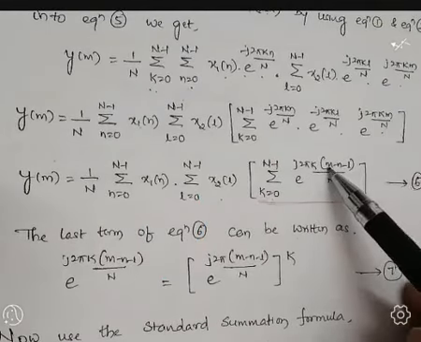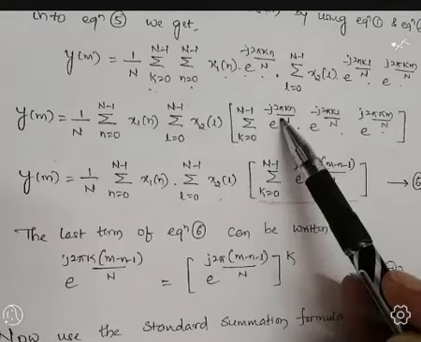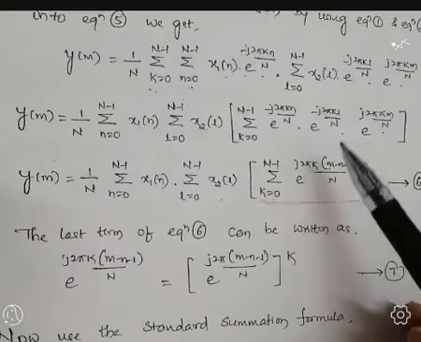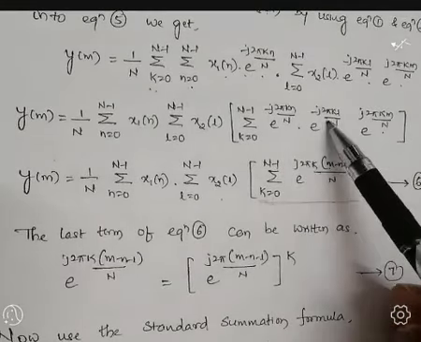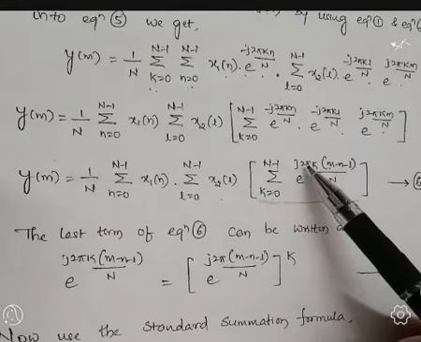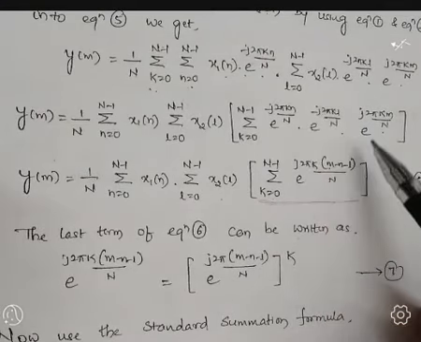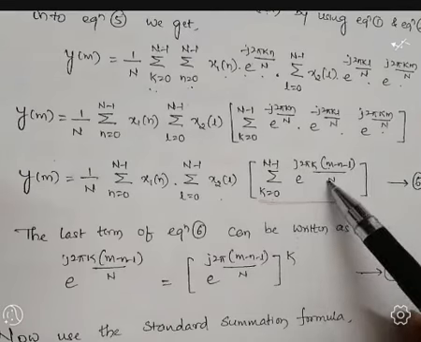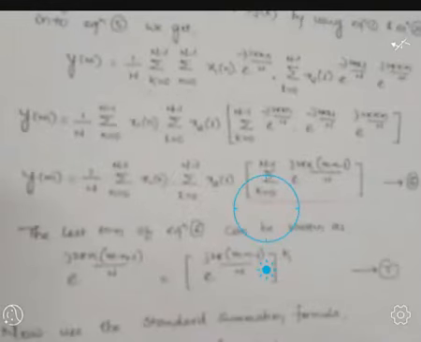M is left. Then from this, if I take plus j 2 pi k, what is left? Minus n is left. Similarly, if I take from this e to the power j 2 pi k, what is left? Minus l. Divided by n, n is common, divided by n. So write it as equation number 6.